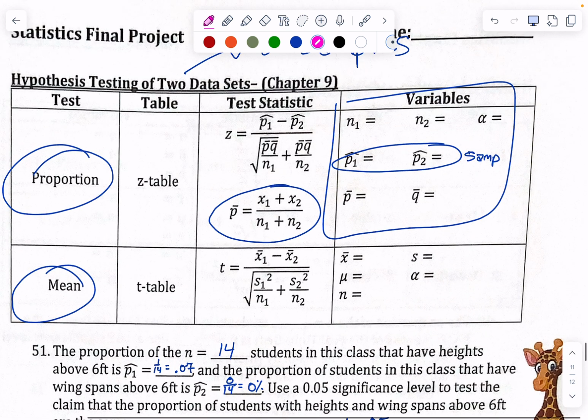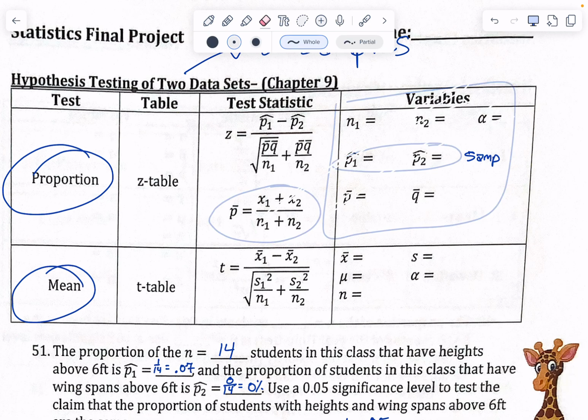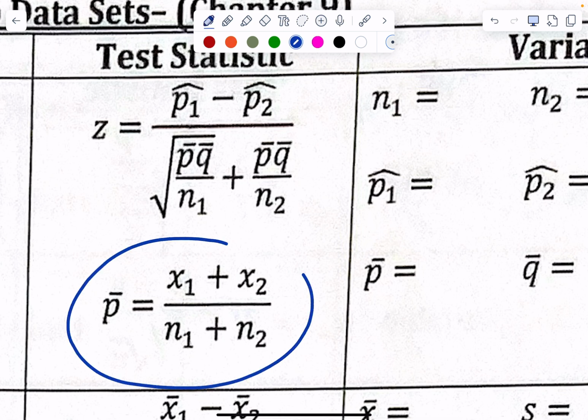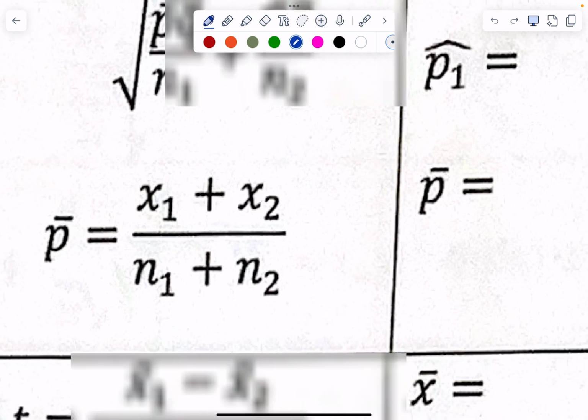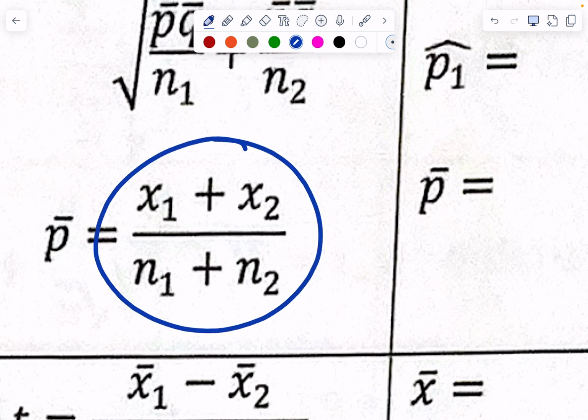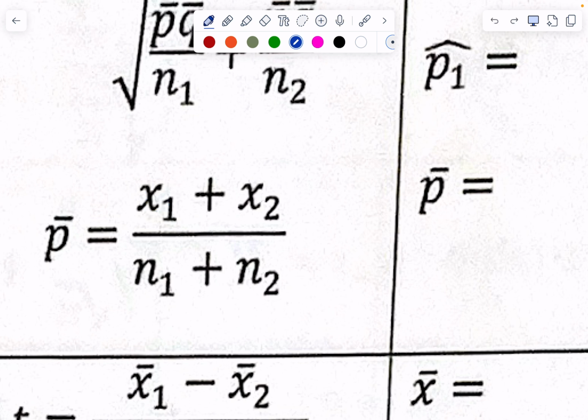I'm going to do the big old fat formula up here since we only have one problem. Okay, we got to do P. I'm going to do P hat first, or P bar first, right? What is X1 and X2? We do care. It's 0 and 1. This is 1 out of 14 and 0 out of 14, right? We add this together, which is 1 out of 28.